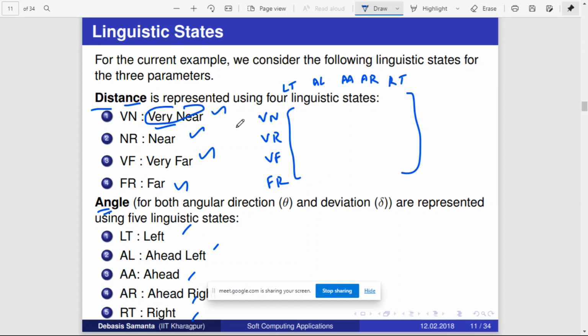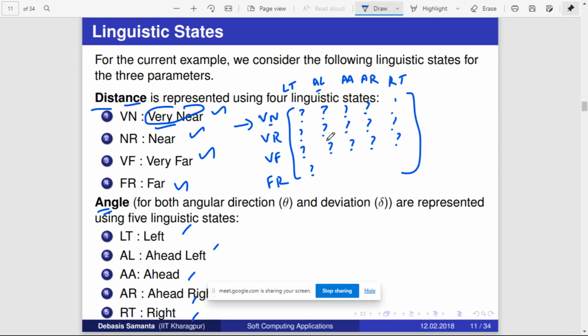If the object is very near and if it is to the left of the robot, then what should the robot do? That action will come here. If the object is very near and ahead left, then what action should be taken? Like that we have to fill in. So this is called the rule base for this problem. For this problem we need to identify 20 rules. So these are the different 20 situations. In these 20 situations, how the robot should react, that we have to fill up in this matrix, right?